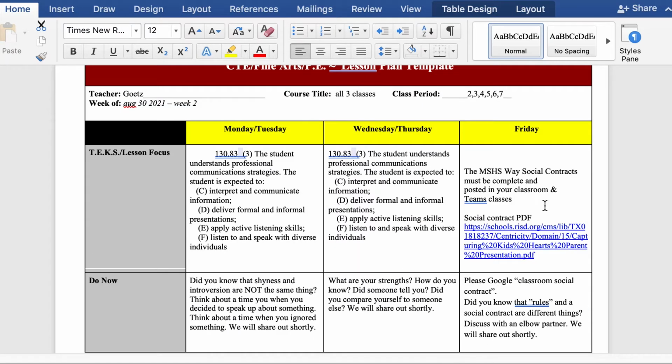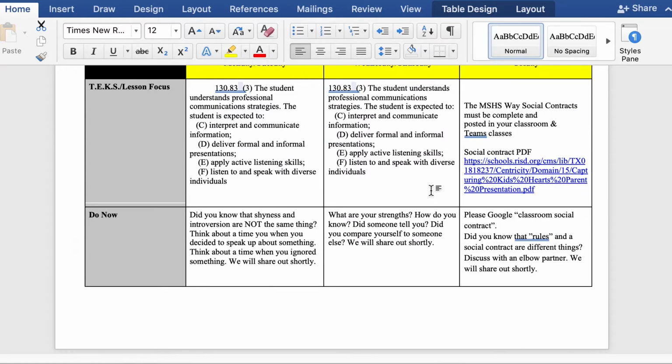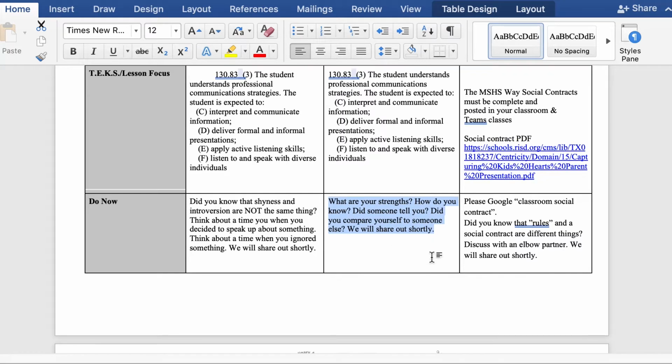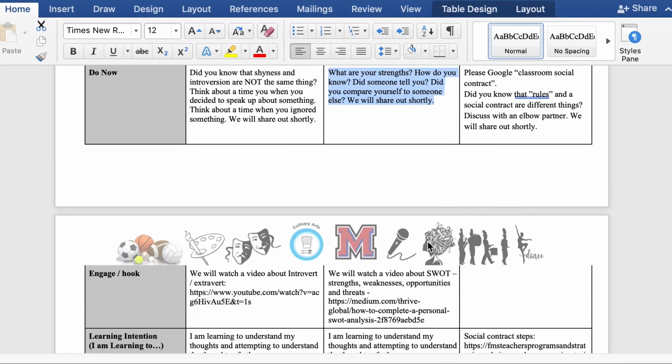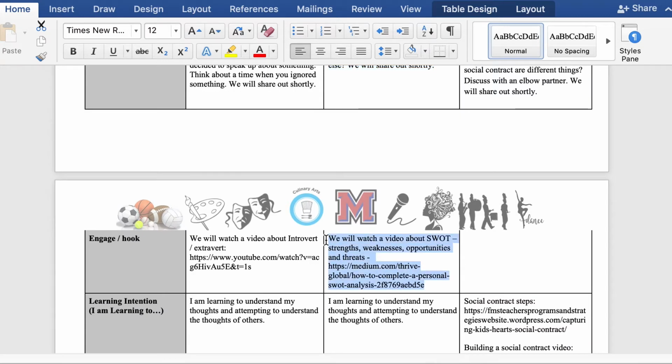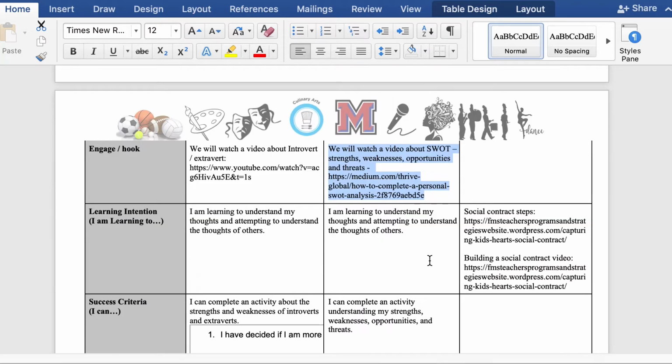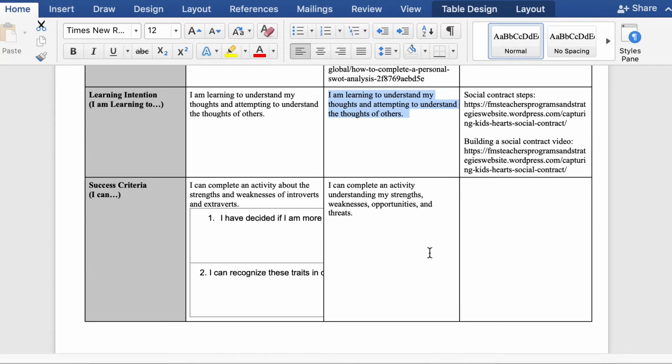We'll do a worksheet about that and then turn in the worksheet. Later in the week, we have the same TEKs that we're looking at, and we're looking at strengths, weaknesses, opportunities, and threats. What are your strengths? How do you know? Did someone tell you? Did you compare yourself to someone else? We will share out shortly. Here's a video about strengths, weaknesses, opportunities, and threats that we're going to be looking at, and understanding your own thoughts, then thoughts of others as well.